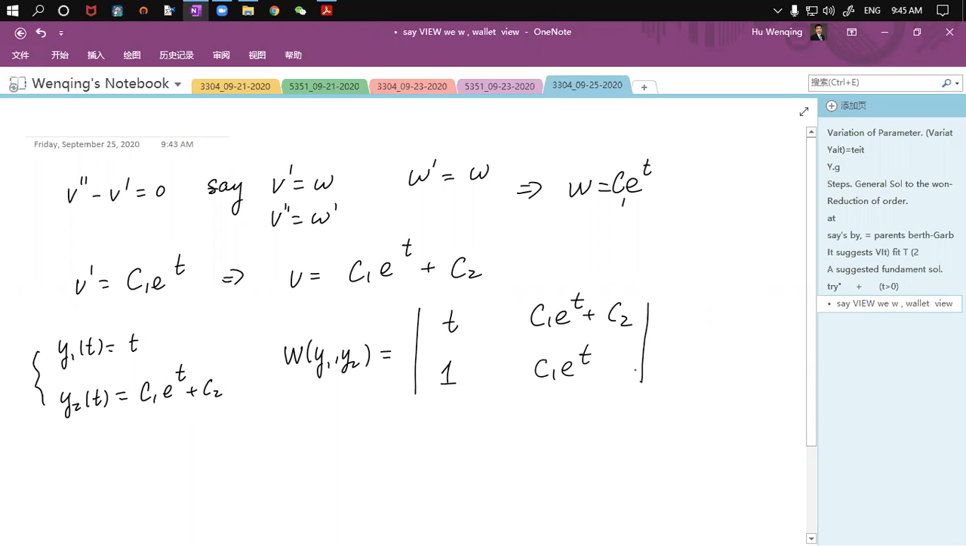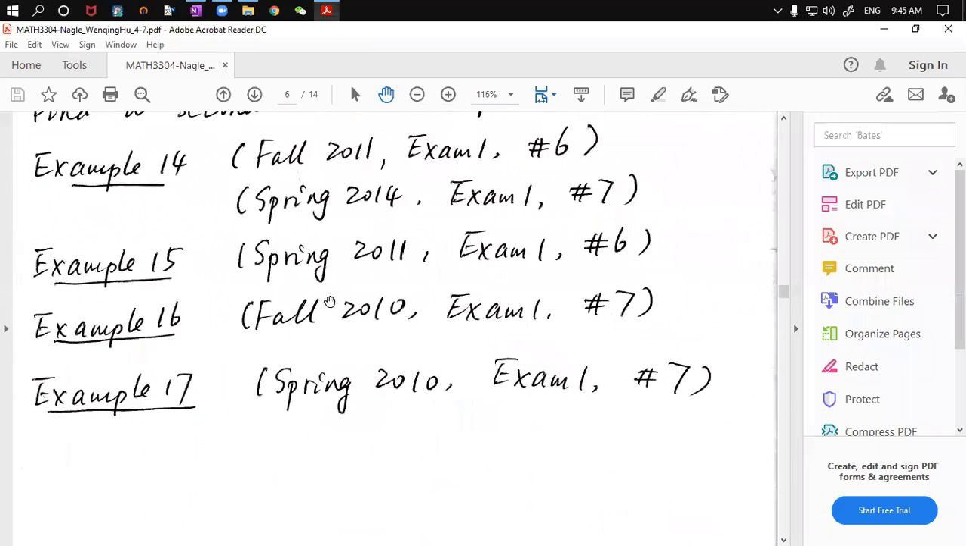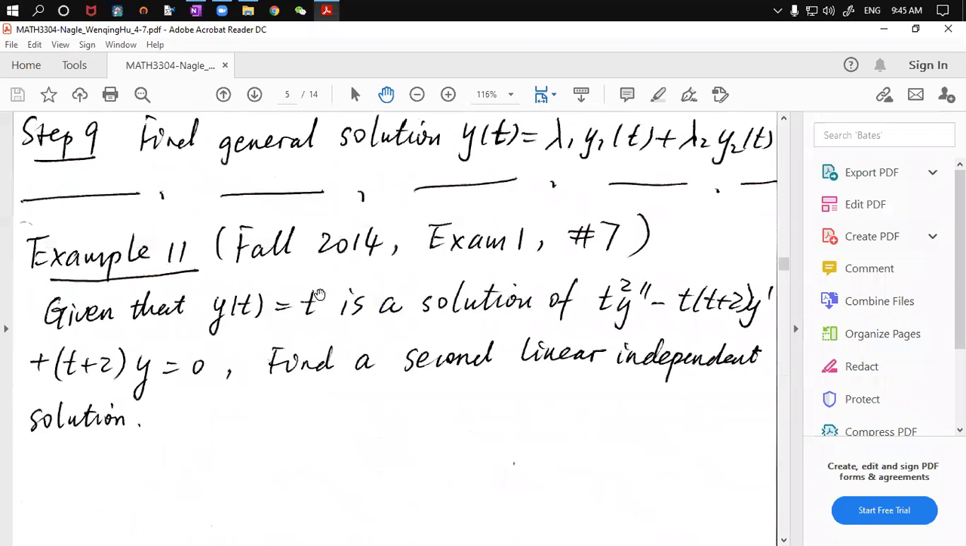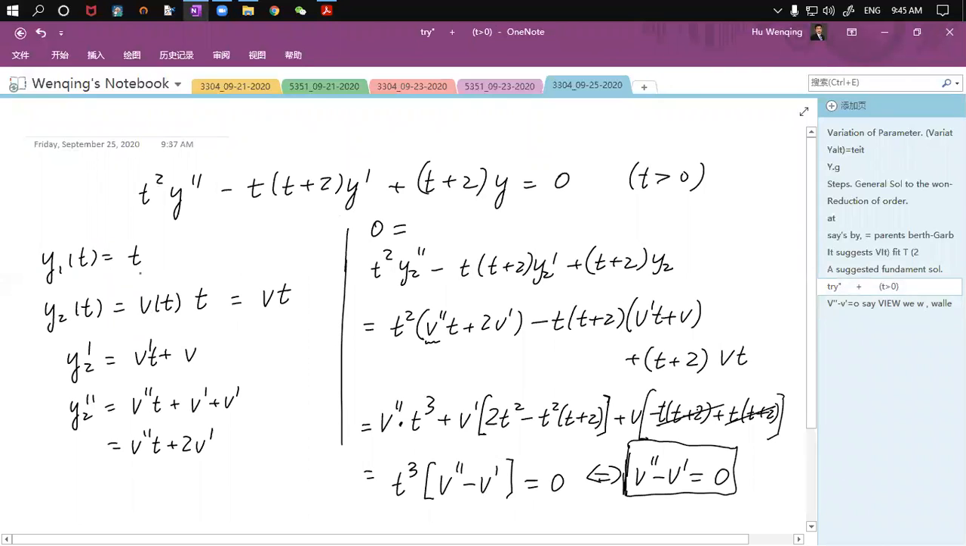So let me just double check. So that's going to be the derivative. The Wronskian is, sorry, so this one should be multiplied by t, because that's the v multiplied by t, right? So the second solution is the first solution multiplied by v, right?